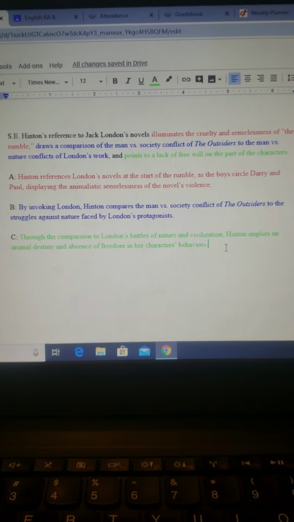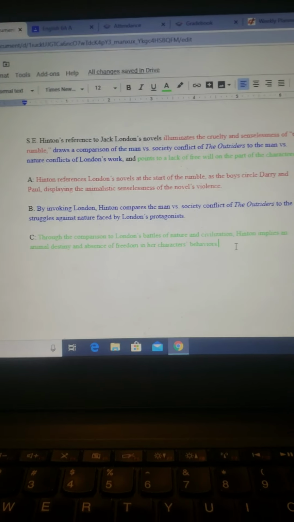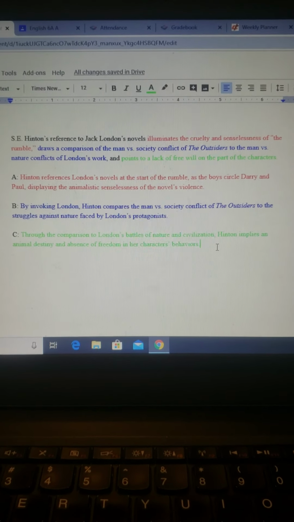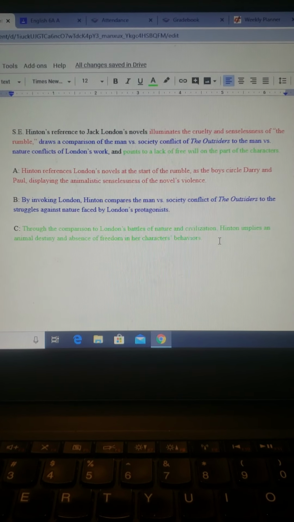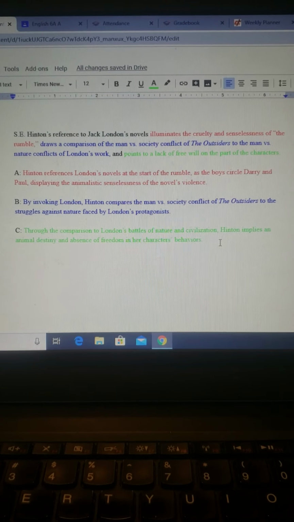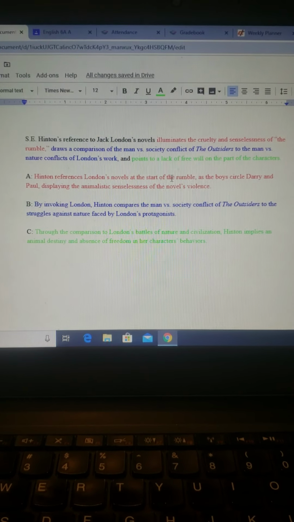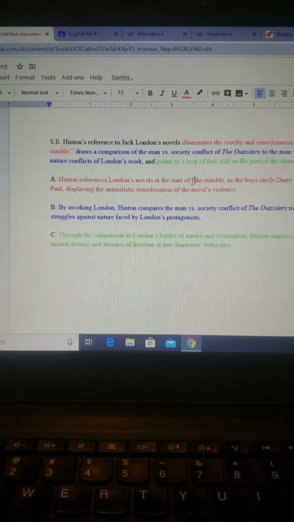So we start with point A, that London's novels illuminate the cruelty and senselessness, or Hinton's reference to London's novels illuminates the cruelty and senselessness of the Rumble. When I get to a topic sentence, I lengthen that a little bit. Hinton references London's novels at the start of the Rumble as the boys circle Darien Paul, displaying the animalistic senselessness of the novel's violence. So by that, I'll need to stay consistent and put quotes around the Rumble if I've done it the first time.